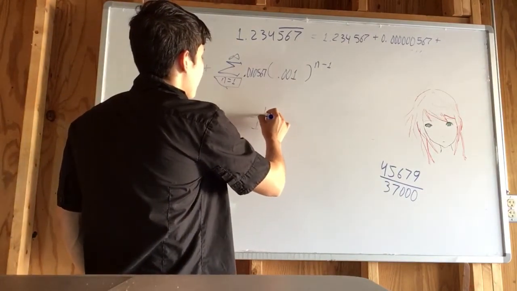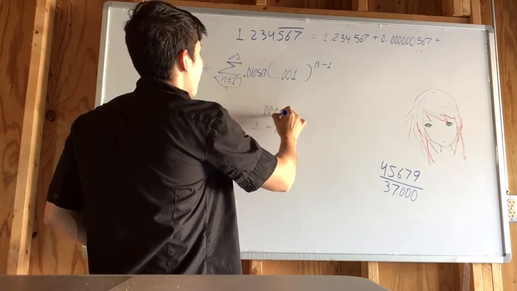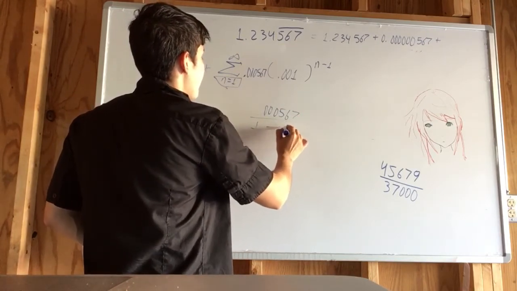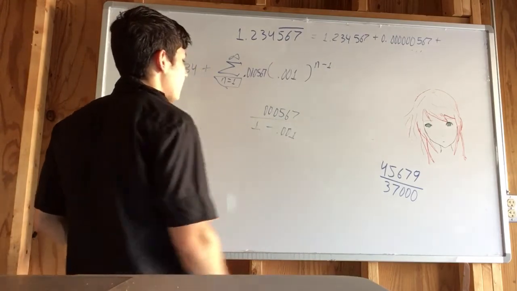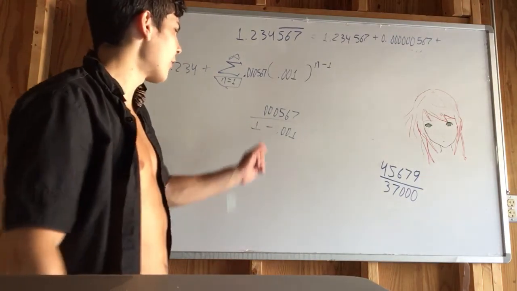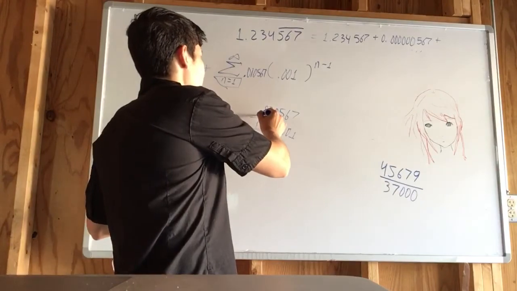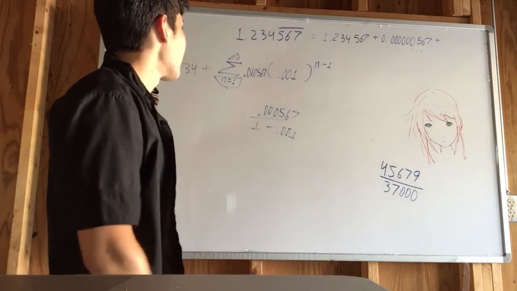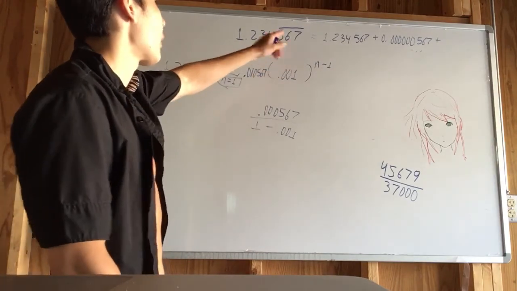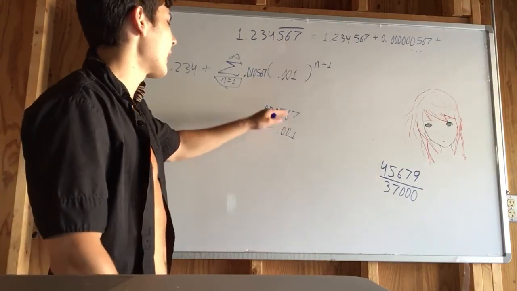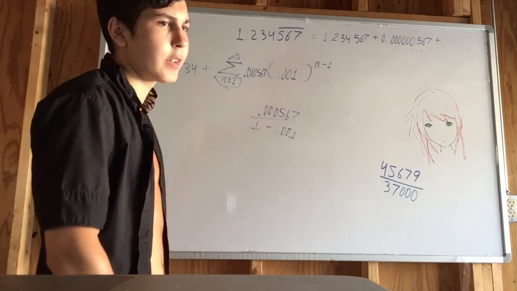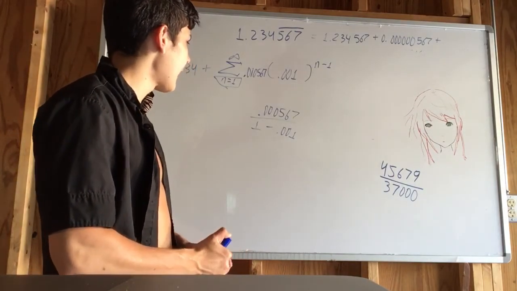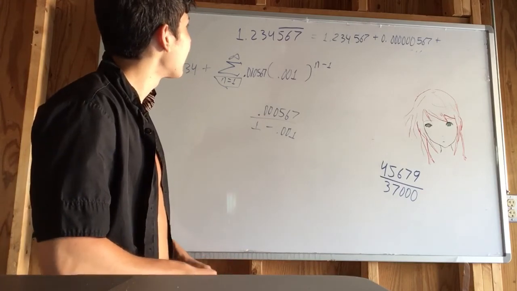So in our case, a would be 0.000567. r is 0.001. And when you solve for that with your calculator, you get this. So the important thing is really that work over there. Once you get it into this form, you plug it into your formula. You don't really have to do it by hand if you don't want to.